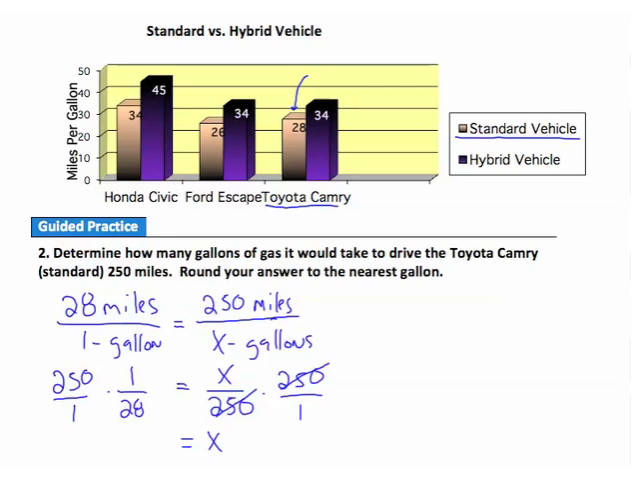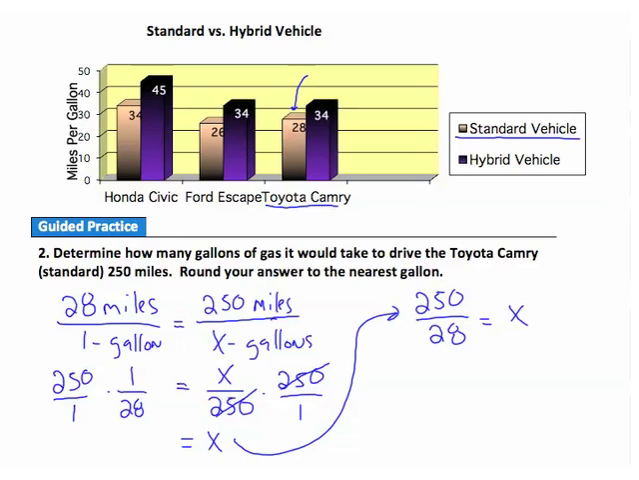On that left side, it's a little bit trickier. We're going to end up with, actually let's come over here a little bit. We're going to end up with 250 over 28, and that is equal to X. And so again, we're going to have to do some division here to get this down to a unit rate, so we can find out how many gallons this is going to take.